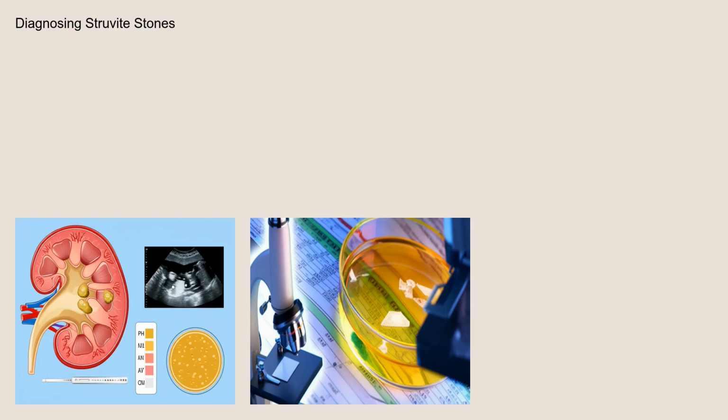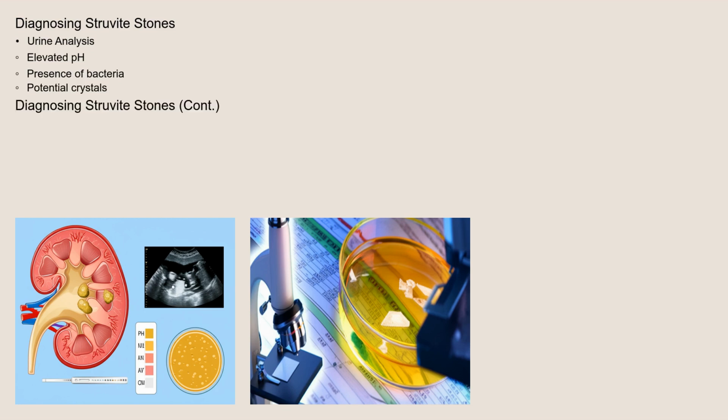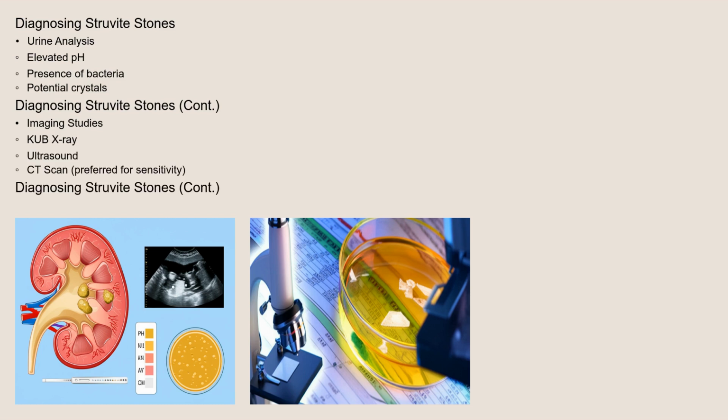Diagnosing Struvite stones typically involves a combination of methods. A urine analysis will often reveal an elevated pH, the presence of bacteria, and potentially crystals. Imaging studies, such as a KUB X-ray, a kidney, ureter, and bladder X-ray, an ultrasound, or a CT scan, are essential for visualizing the stones and determining their size and location. A CT scan is often the preferred imaging modality due to its high sensitivity in detecting stones of all compositions. Finally, urine culture can help identify the specific bacteria causing the urinary tract infection, guiding appropriate antibiotic therapy.